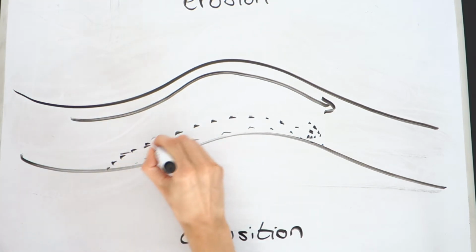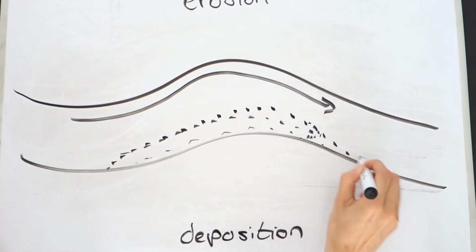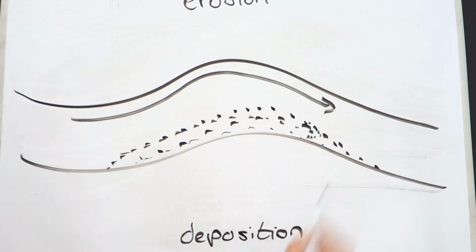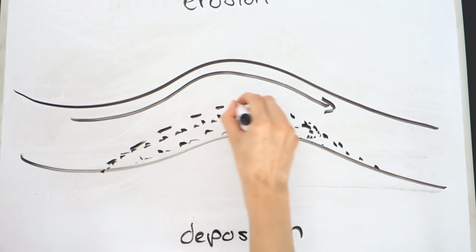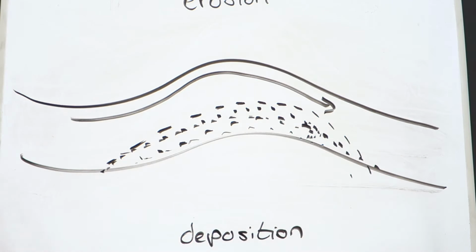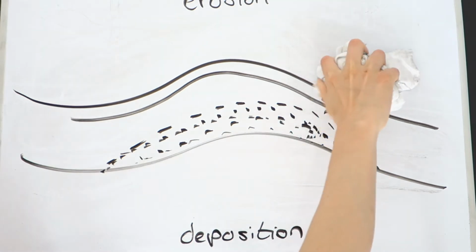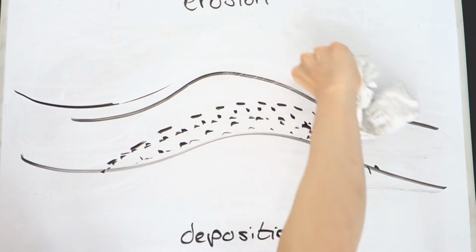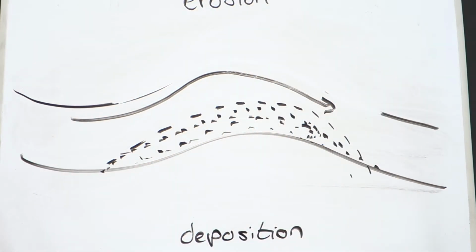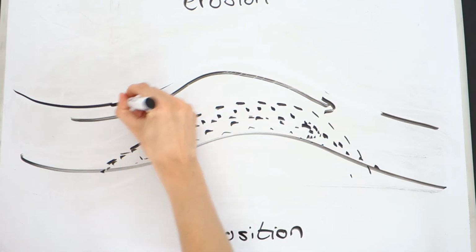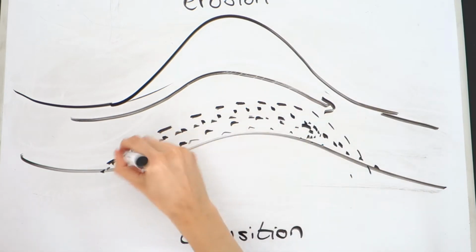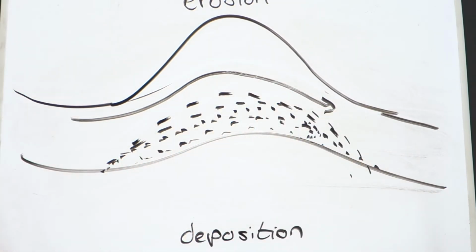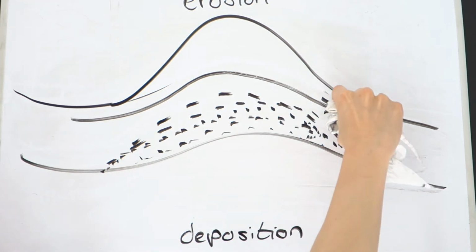Now let's imagine over time more and more material gets deposited on the inside of the bend. And this side of the riverbank on the outside of the bend gets eroded, it gets broken down. What's going to happen to the shape of the meander? Well, the meander is going to become more pronounced. It's going to become bendier, but we're going to call that more pronounced.